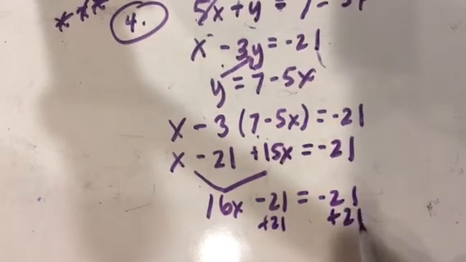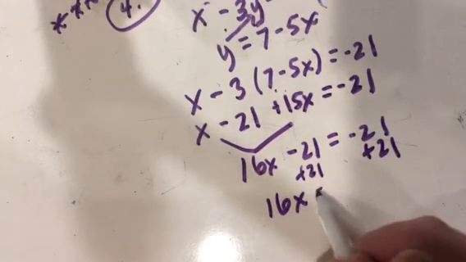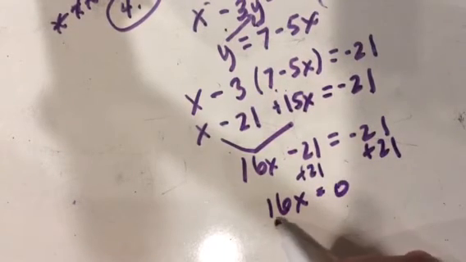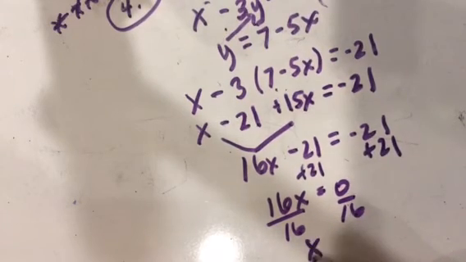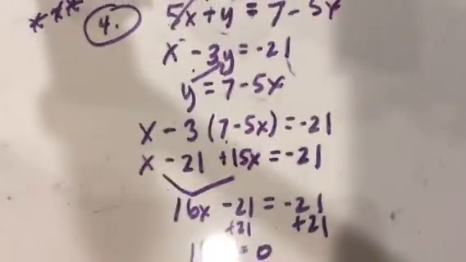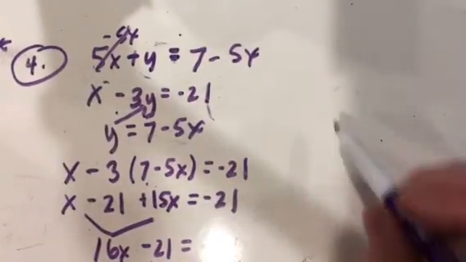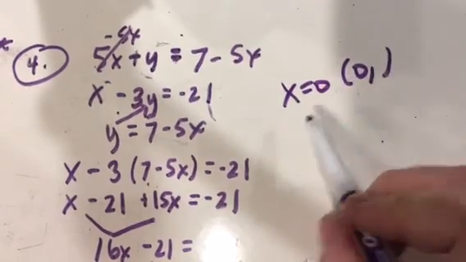Now this is not a no solution situation. This is just saying 16x has to equal 0. You still divide by 16. Your x value is actually 0. Now, we know that x is 0. We know we've got half of our solution.